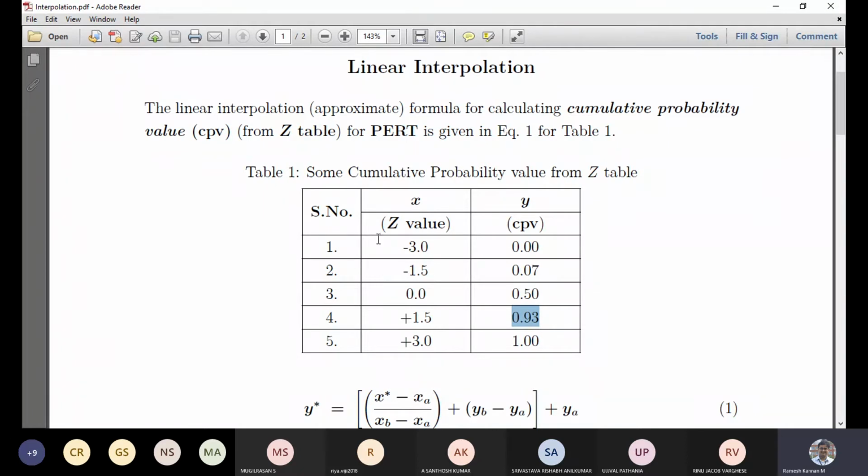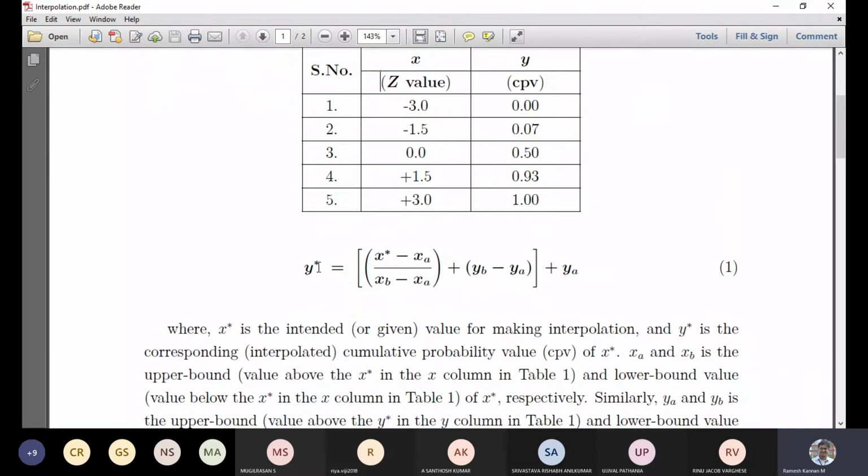If you remember them, you can find the CPV, the cumulative probability value, for any Z value. So we'll take a look at that, and the formula is y star, which is nothing but the intermediate value that we're going to find for the corresponding x value, which is a Z value. Given a Z value of, for example, plus 2.5, it is somewhere between here. Then x star is 2.5, the intended Z value, and the corresponding intermediate value between 0.93 and 1 will be y star. That's what we're going to find out.